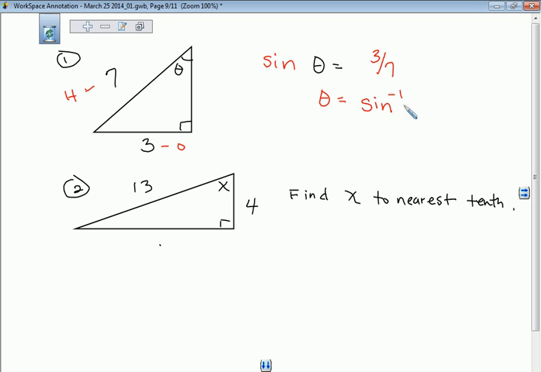So first we have to enter 3 divided by 7, and then we would do that second sine button. Mine says 9.27. Did you do 3 divided by 7, enter, and then push the second sine button?